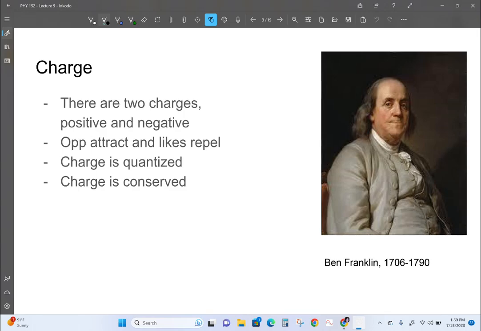And also he was able to verify that charge is conserved. It doesn't just appear out of nowhere. When we build up a static charge, if something gains a negative charge, the other thing has an equal positive charge. So you don't just gain charge. It doesn't disappear. It doesn't just appear out of nowhere. It comes from somewhere else.